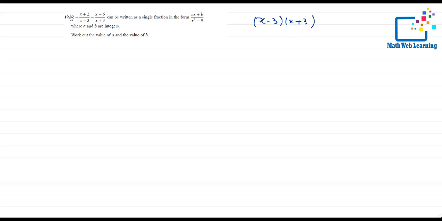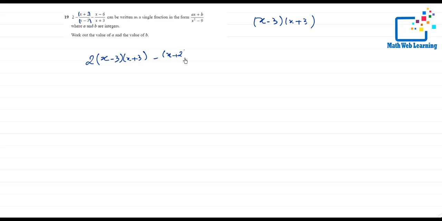Now that one there, 2, we're going to have to multiply it by both brackets, x minus 3, x plus 3. And then you've got minus k. Now this bracket here, x minus 3, which is this one here, has to be multiplied with x plus 3. So we're going to put this into a bracket, right?